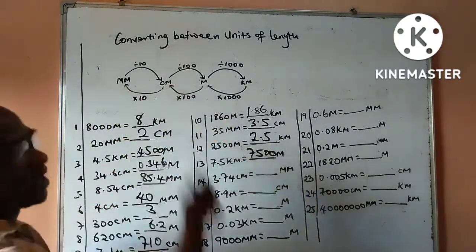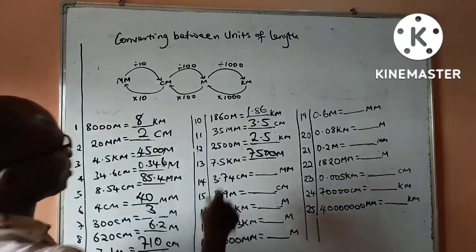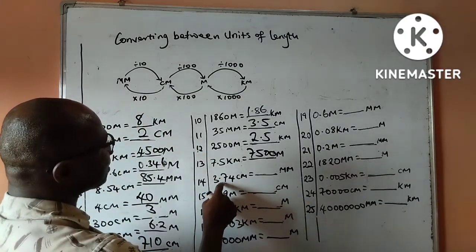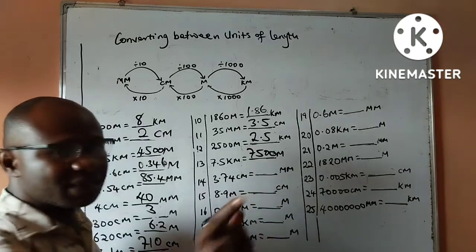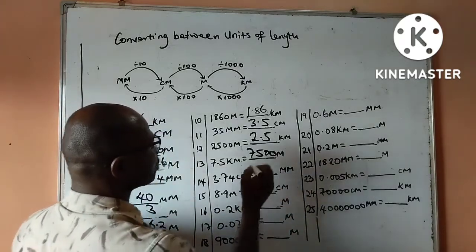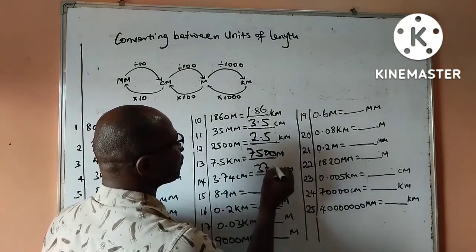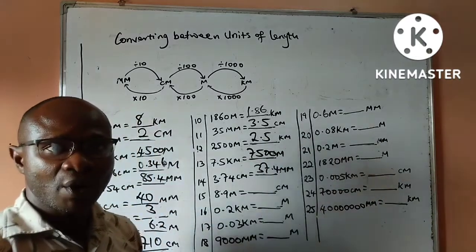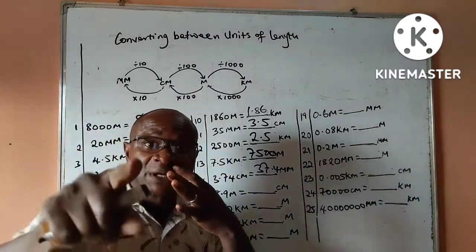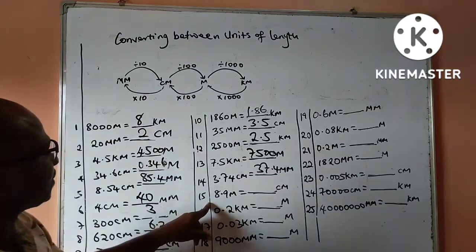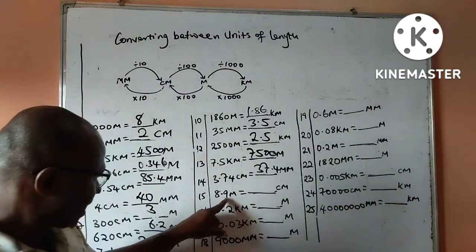Look at cm to mm. Okay? I will multiply by 10. So when I multiply 3.74 centimeters by 10 to get mm, that is going to be 37.4. Okay? Very good.